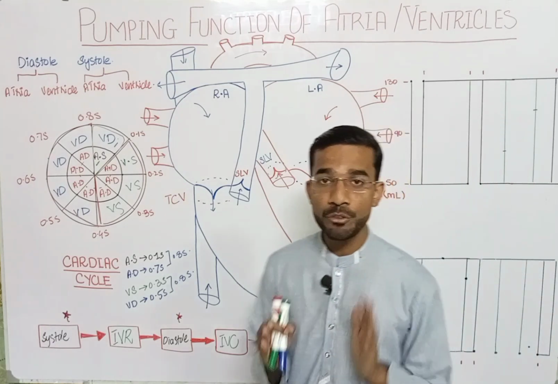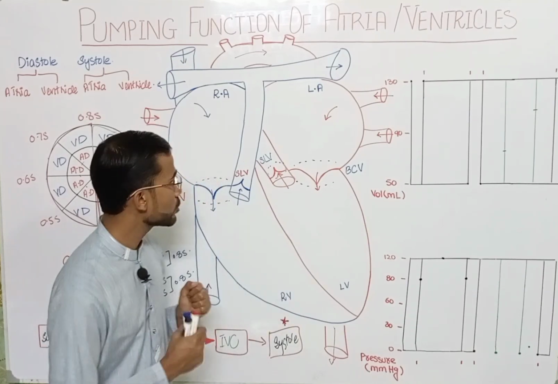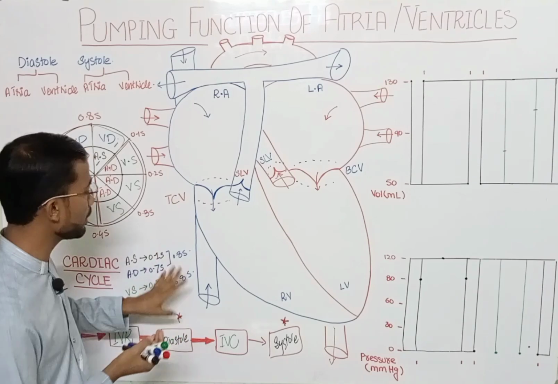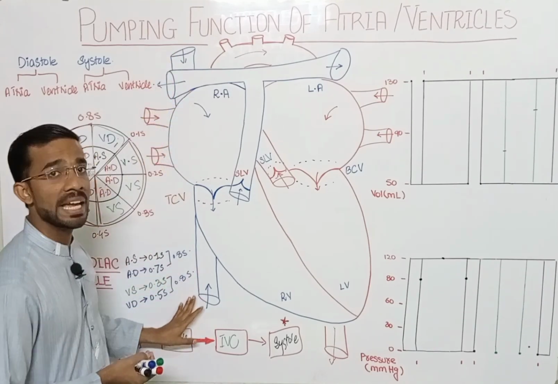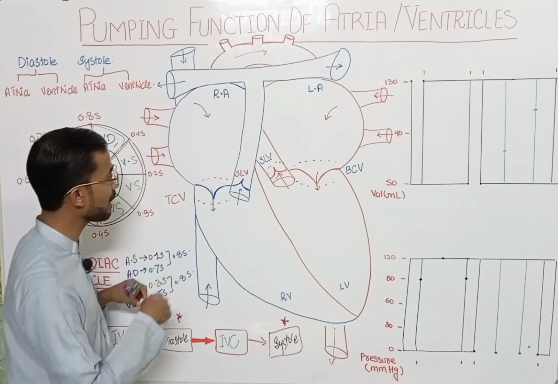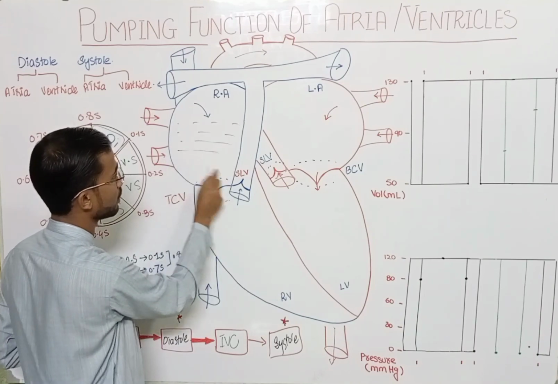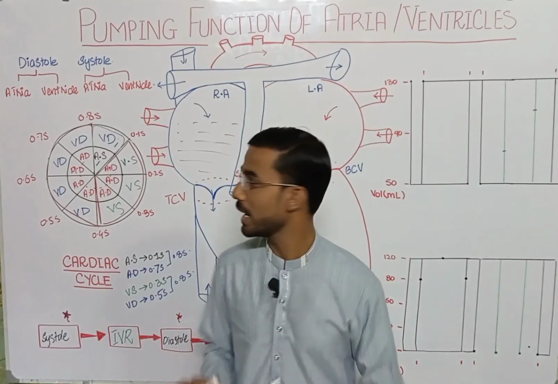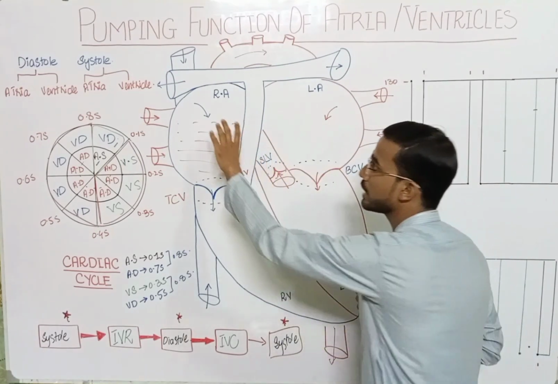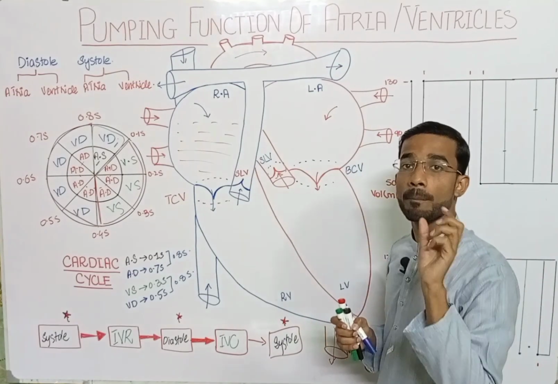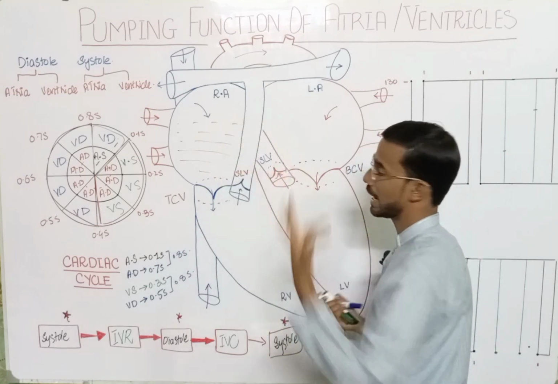If we talk about the pumping of the atria and the ventricle, as we know, the blood comes into the right atrium through the superior vena cava and the inferior vena cava. If I say that the blood accumulates in the right atrium, it means the right atrium is in diastolic state. Blood fills the chamber only when the chamber is in relaxed state.